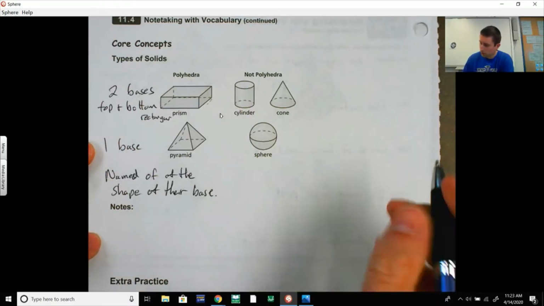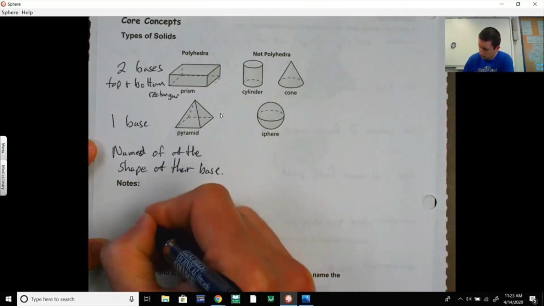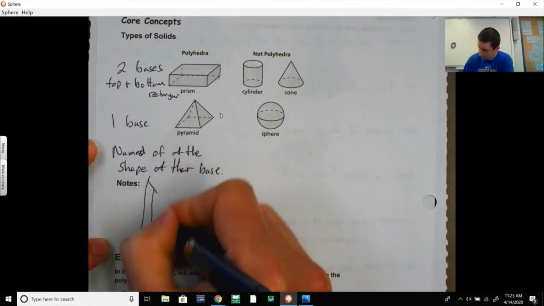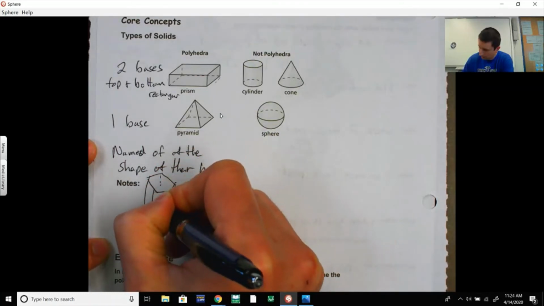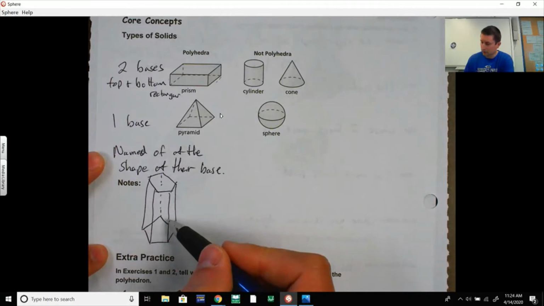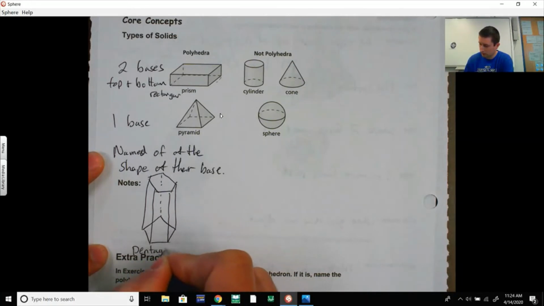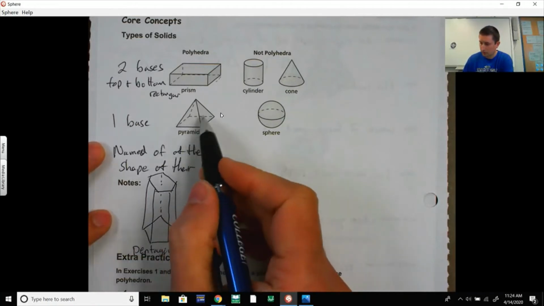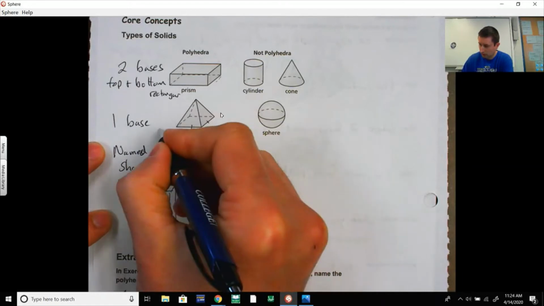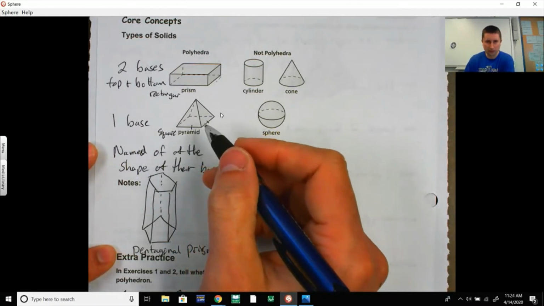If you have something like this, let me try my best at three-dimensional drawing here. That's the back right there. This would be a prism because we have a top and a bottom. The bottom here is a pentagon, so we would call this a pentagonal prism. A pyramid would only have one base. If this is a square, we would just call this a square pyramid. If it was not the same length and width, it would be a rectangular pyramid.